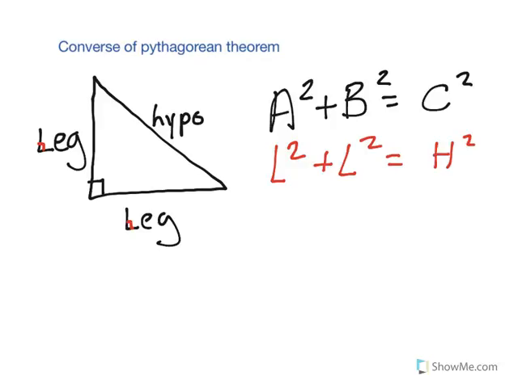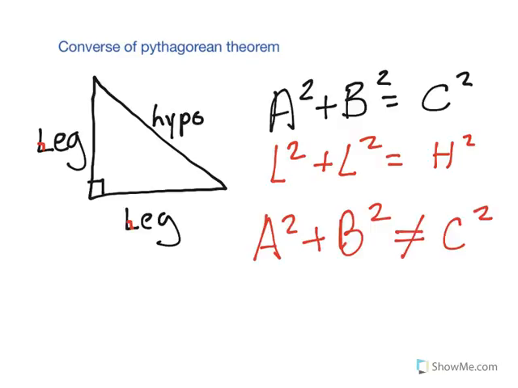But the converse of the Pythagorean theorem goes a little further, because now we can use that Pythagorean theorem to tell us what type of triangle it is other than a right. So if we were to have a squared plus b squared and it did not equal c squared, I want you to know that that is not a right triangle. So, what options do we have?